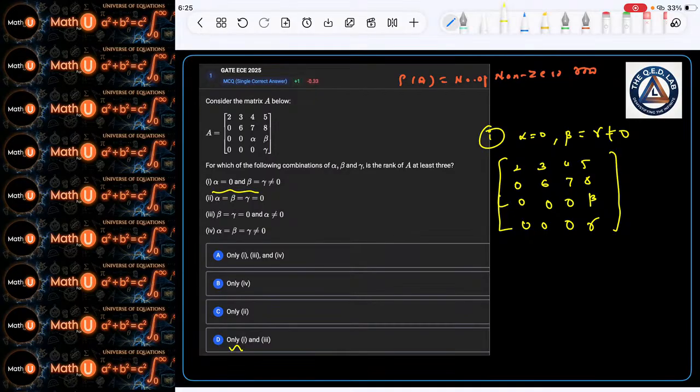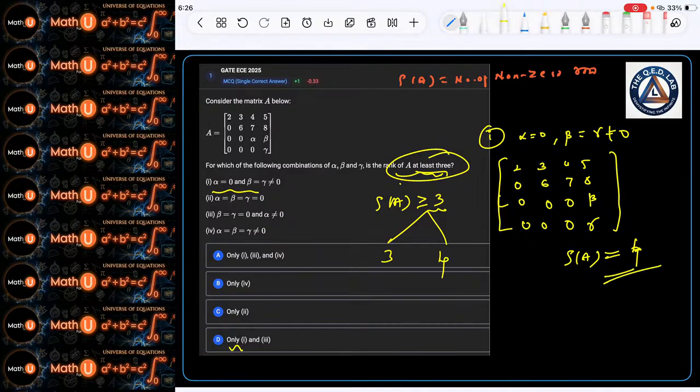Okay, then in this case we get the rank of the matrix equal to 4. But we need at least 3. That means rank of A at least 3 means greater than or equal to 3. What is the meaning of at least 3? It may be 3 or 4. Okay, yes, then it is correct. It is a true statement. We can take that one.